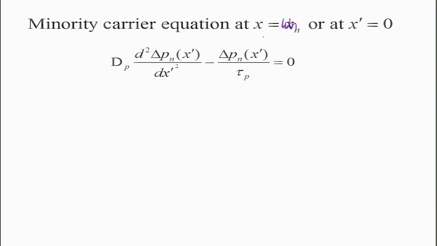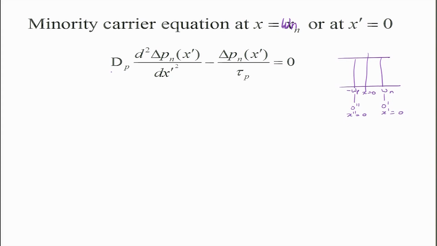Okay. So x is equal to Wn. If this is the depletion region, we said that this is x equal to 0 originally, this is Wn, this is minus Wp. We redefined our coordinates, so this becomes x double prime equal to 0, and this becomes x prime equal to 0. So basically x equal to Wn means x prime equal to 0.